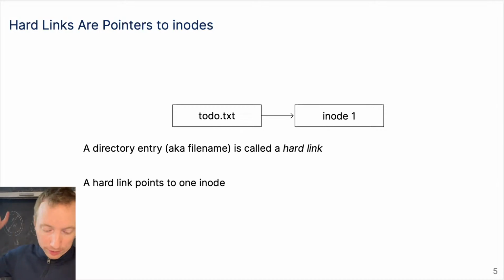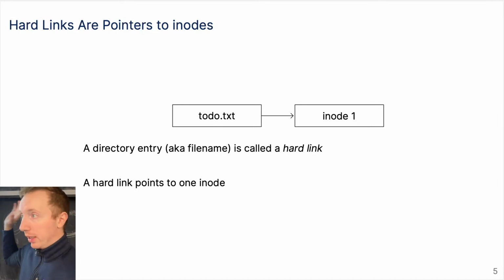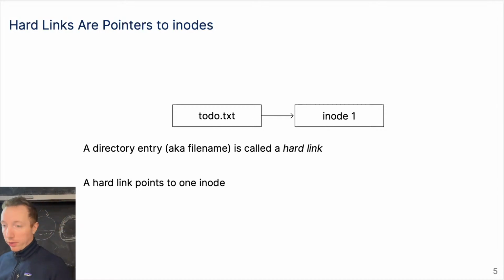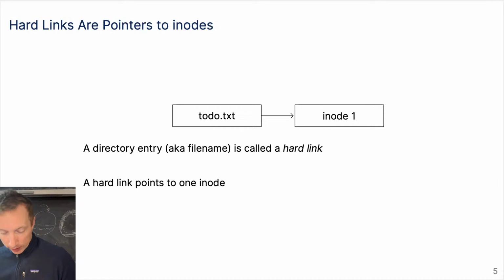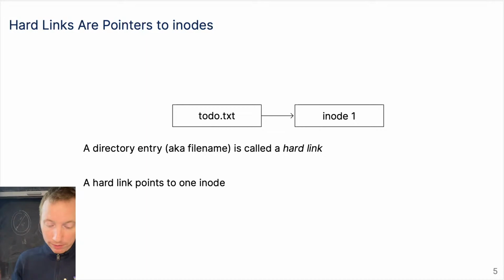So in this case, assume to-do.txt points to inode 1. That would contain all of the information about the file. It would contain the metadata, what blocks it points to, all its permissions, and things like that. And within a directory, all it would record is the name and what inode it points to. A directory doesn't have that much in it. All it is is pairs of name to inode, and that's it.